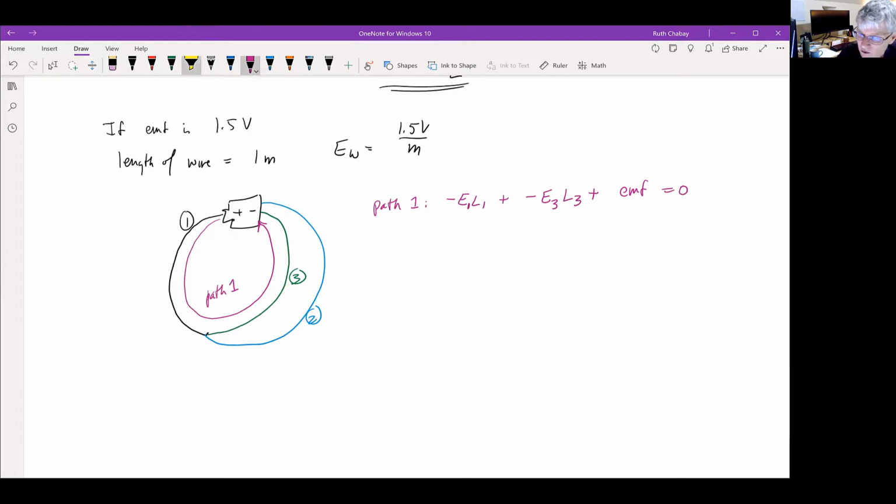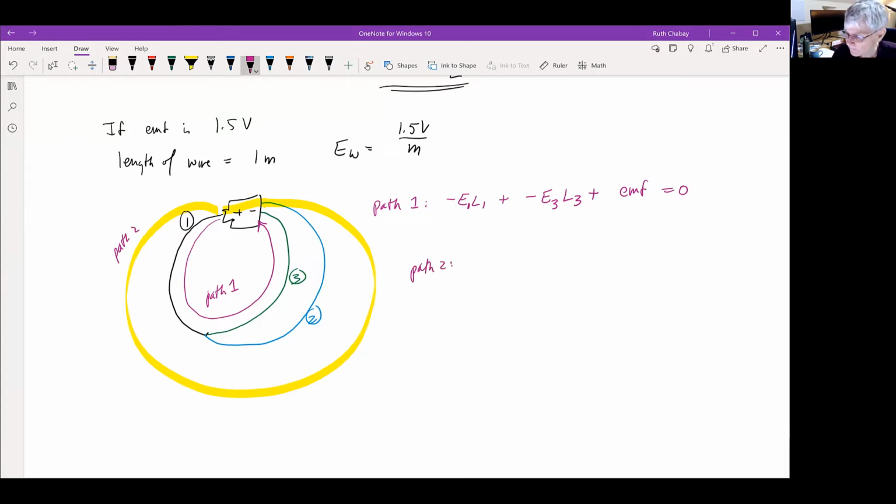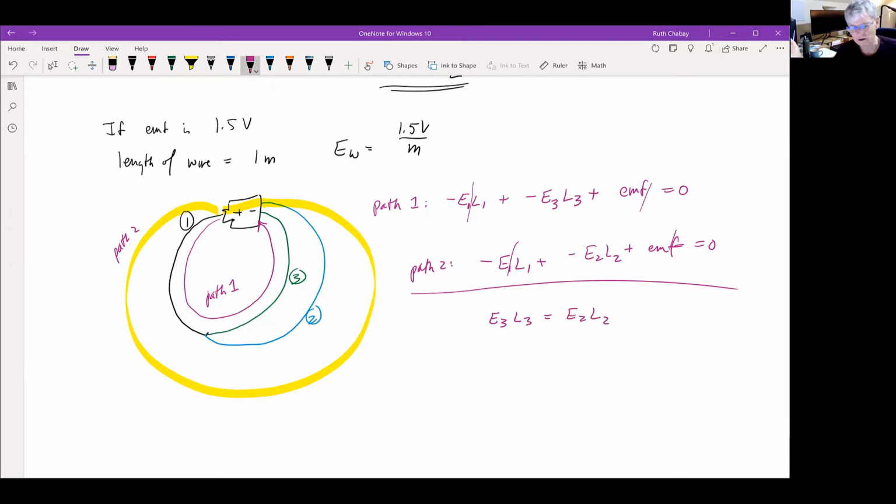And if we take a path 2, which goes around the outside, so this is path 2, we'd have a minus E1 L1 plus a minus E2 L2 plus the EMF of the battery equals 0. And they're in some sense independent. It has to be true for both paths. And if we combine these equations, some things drop out. These are the same, and the EMF is the same. And so we find that E3L3 has to equal E2L2.